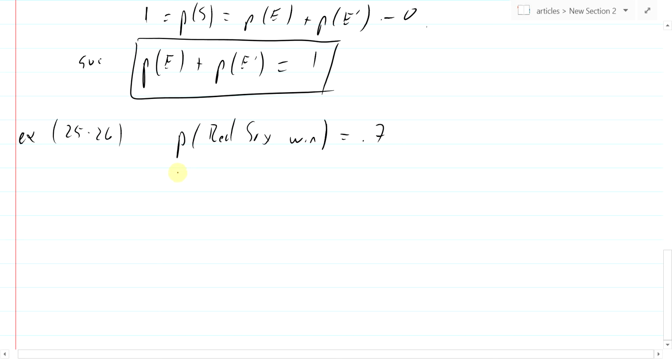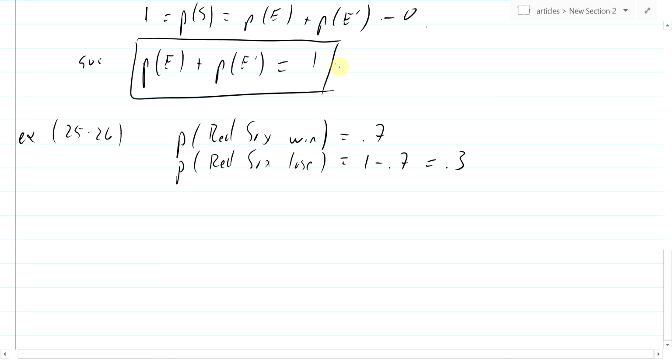What's the complement to that? What's the probability that the Red Sox lose? So these are complements because either the Red Sox win or they lose. Those are the two outcomes. So what's the probability the Red Sox lose? Well, 1 minus 0.7, which equals 0.3.